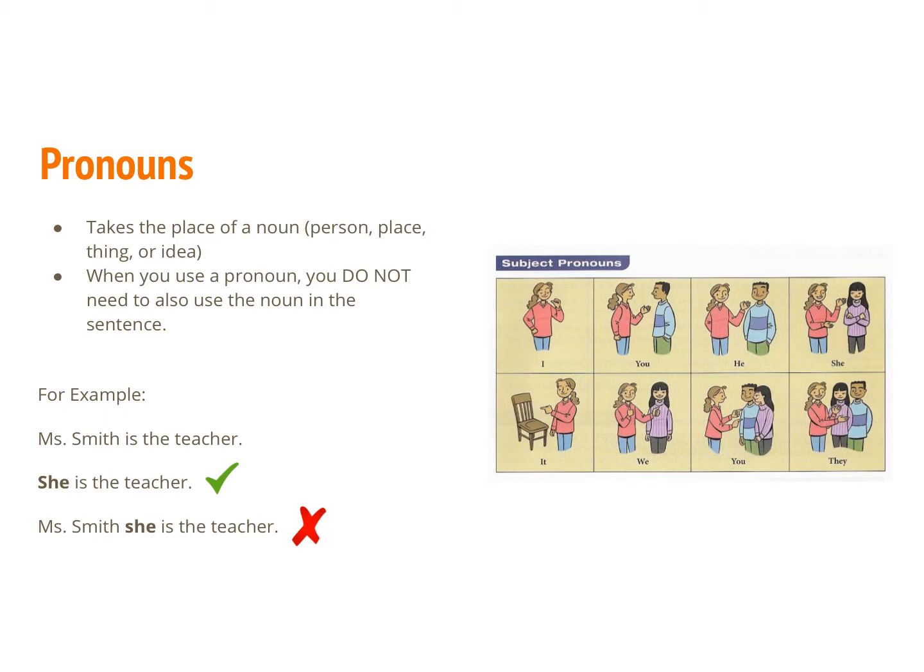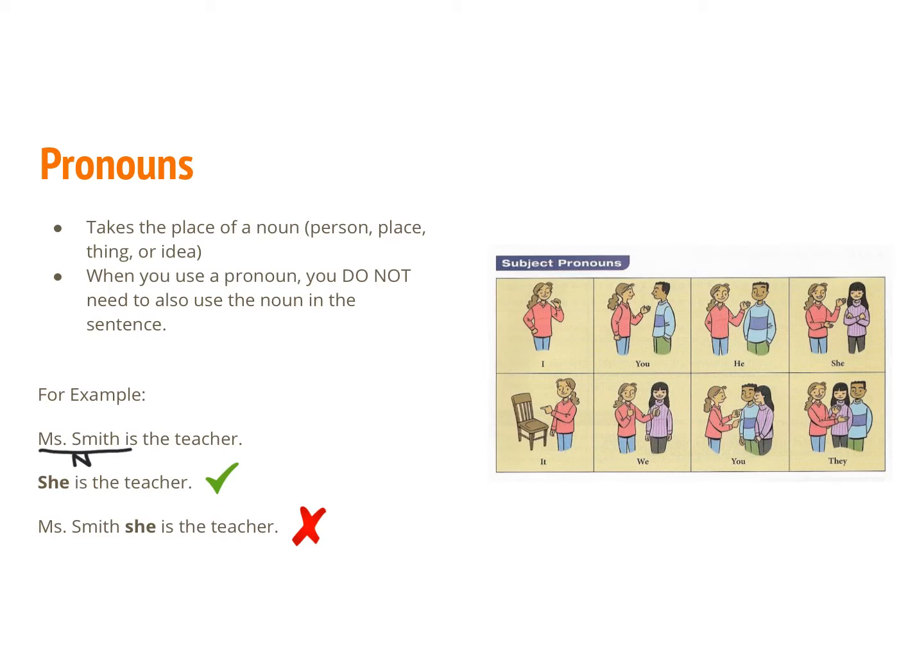This original sentence is Miss Smith is the teacher. First, we need to figure out what is the noun in the sentence. As I look at the sentence, I'm wondering what person, place, thing, or idea is there? Miss Smith. I think that Miss Smith is a person, and that would make Miss Smith our noun. So I'm going to underline that, just so we know that it's the noun.